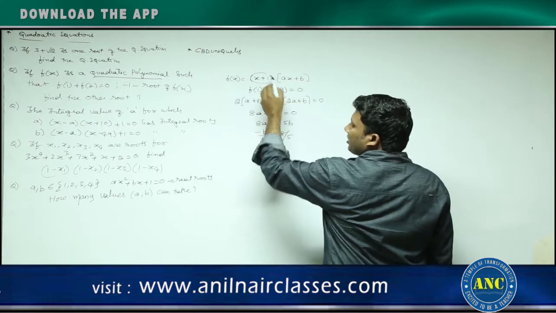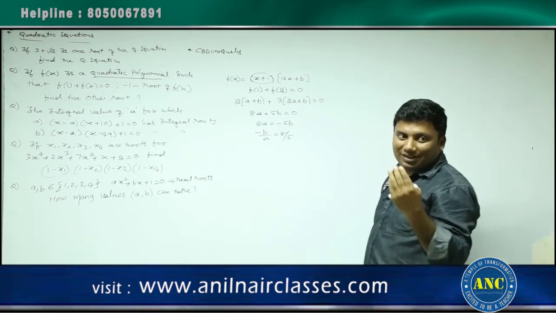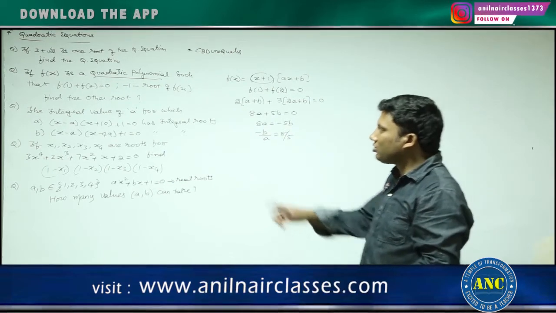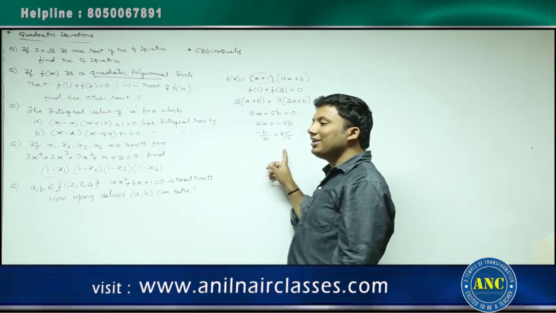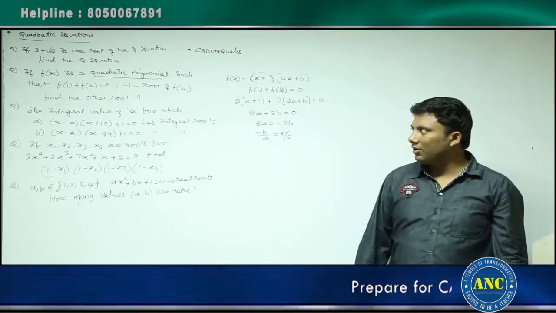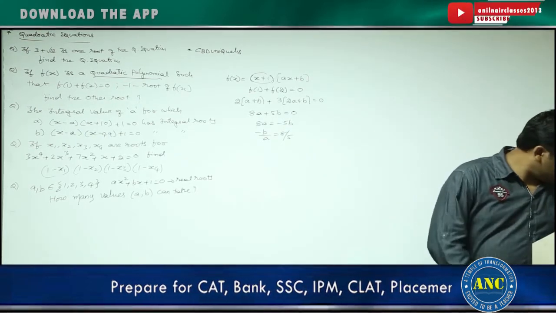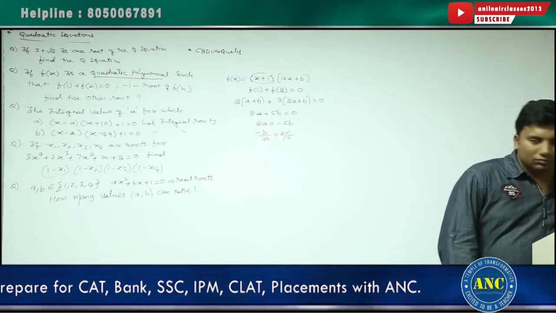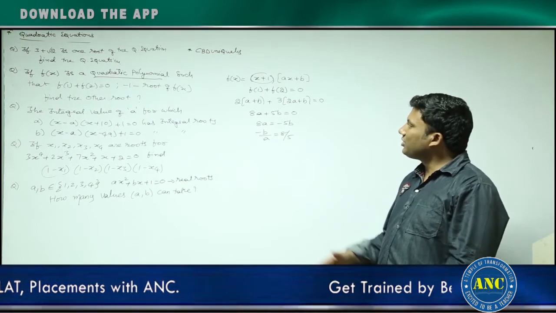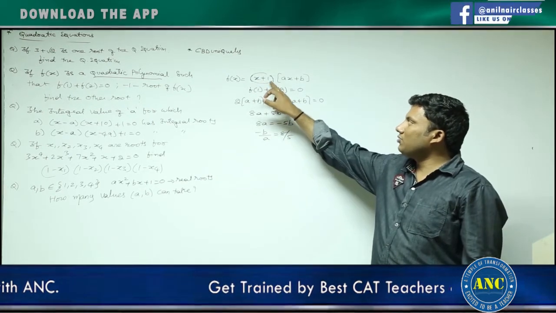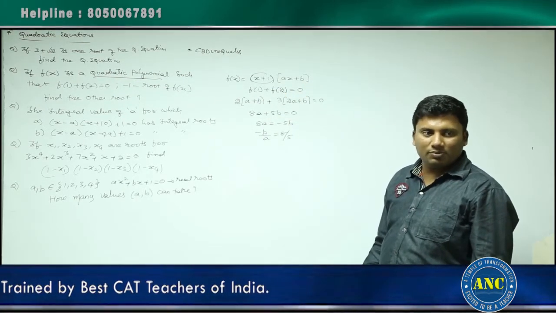One factor is x plus 1, so minus 1 is a root. What will be the other root? ax plus b equals 0, so x will become minus b by a. That means to satisfy this condition, if minus 1 is one root, what will be the other root? 8 by 5. Second. Substituted: x is 1, 1 plus 1 is 2, 2 into a plus b. x is 2, 2 plus 1 is 3, 3 into 2a plus b.